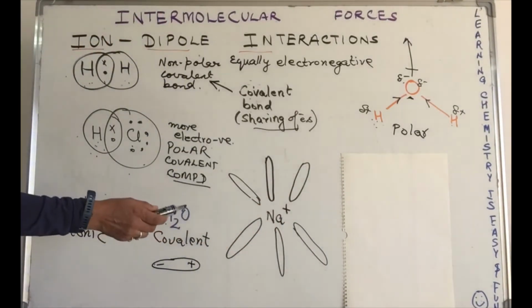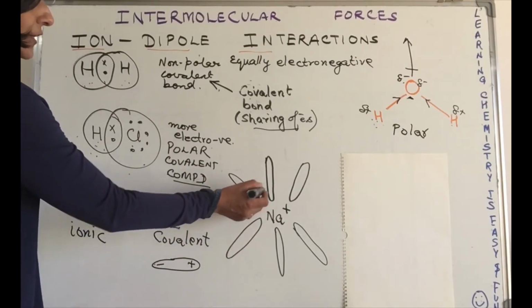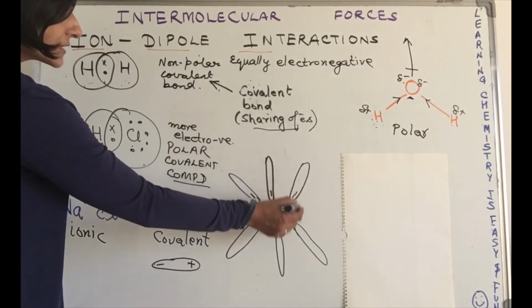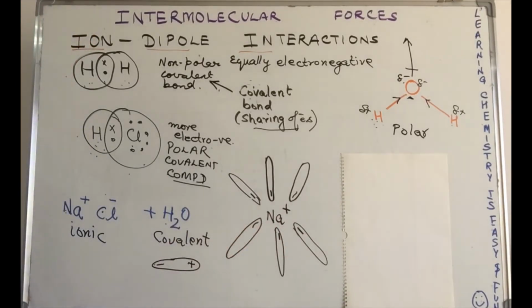Sodium ions surrounded by water molecules. The negative end of the water molecule is facing the sodium ions. It has surrounded it from all sides. So the place which was earlier being occupied by chloride ions.